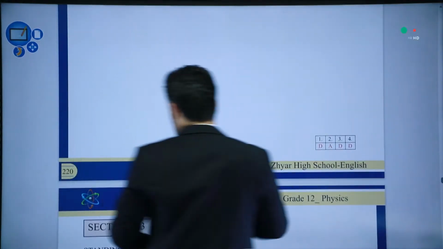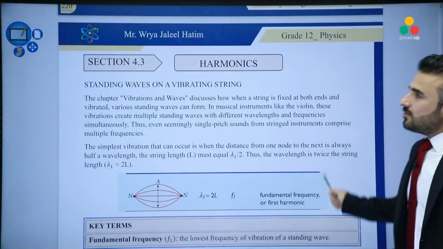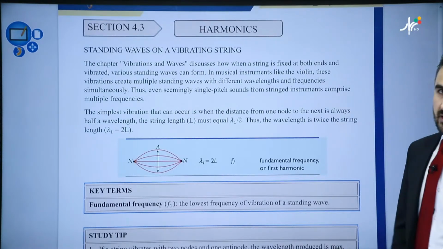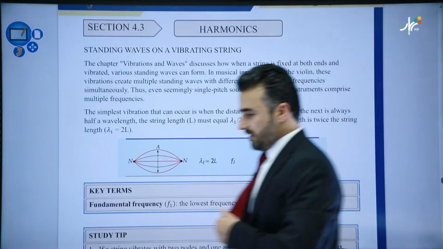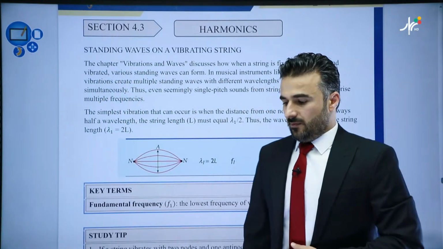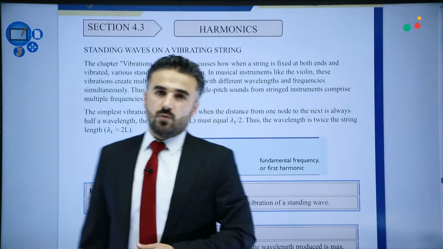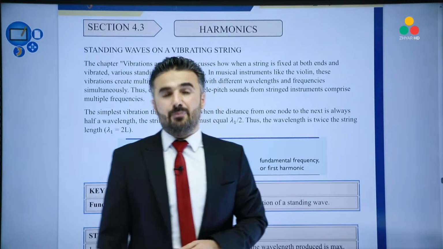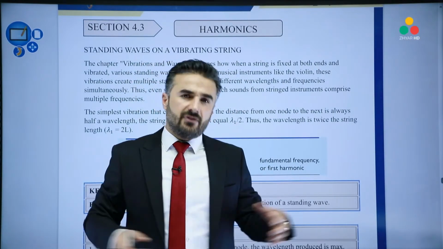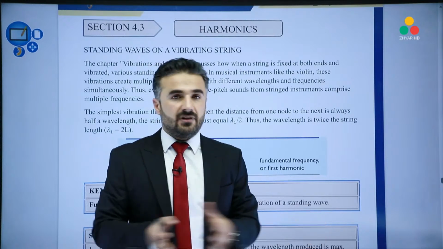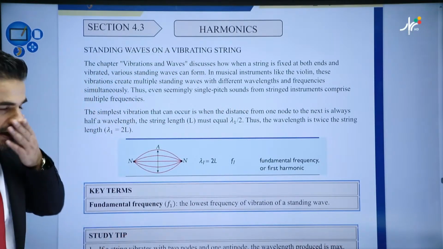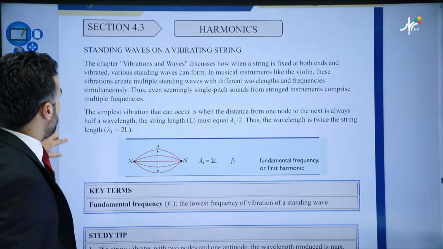All right, now, a new section, and that is, of course, section 4.3, harmonics. So what are harmonics? Harmonics are those frequencies that are produced when strings are plucked. Strings with different lengths can produce different frequencies, and of course, we can call these harmonics. That's one thing you can say.